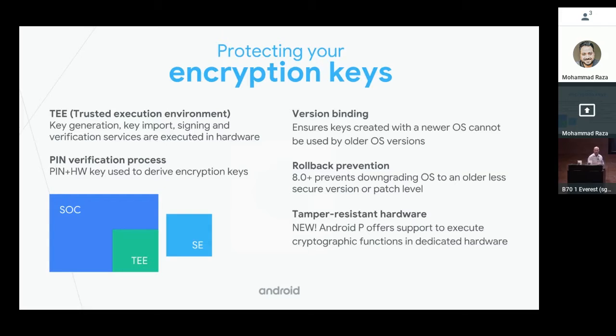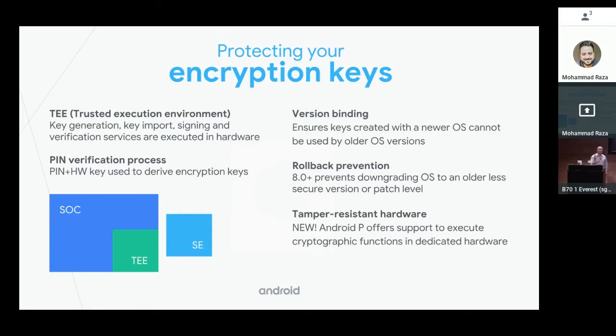And so we talked about the PIN verification process. I talked about how you mix the personal key and the hardware key. Going beyond that, we've added some new things in Android recently, one of which is version binding. So we have it set up so that if you have a set of keys stored within the trusted execution environment, it also stores the version of the operating system inside the trusted execution environment, so that if you attempt to downgrade the OS, it will invalidate all the keys that are being stored there.